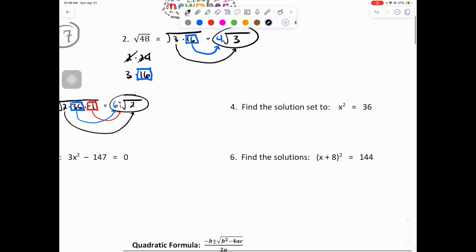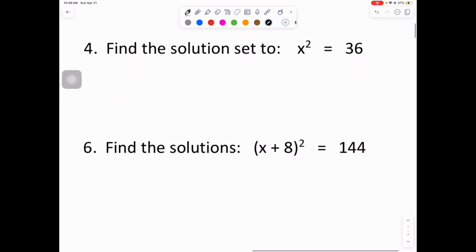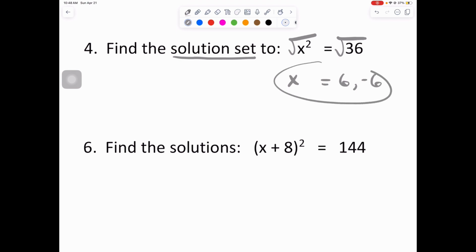Moving forward to number 4, it asks us to find the solution set to x squared equals 36. And to get this x by itself, yes, we need to take the root of it. So we will put the radical there, and what we do to one side, we must do to the other. Now keep in mind, it's looking for the solution set. So x equals, yes, 6 comma negative 6. Go ahead and circle your answer.